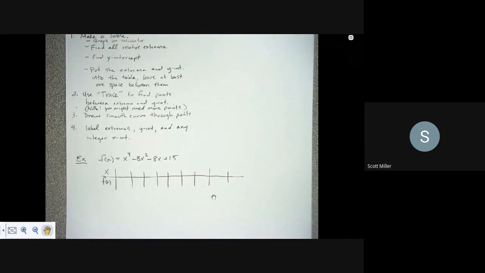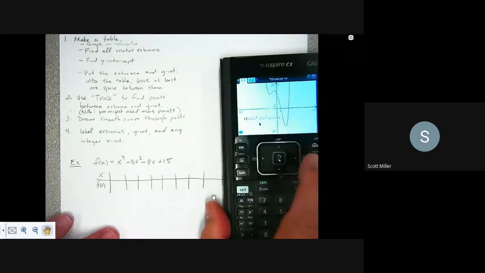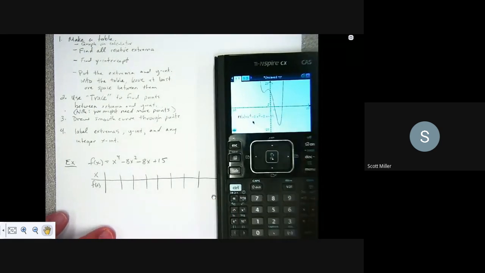I've already graphed it to save us some time on the calculator. I repositioned my window so that we can see the pieces. I did a window from -10 to 10, and up here I went from -25 to 25 to see this graph. And this is the graph that I drew right here. So you can see that we're going to have two relative minimums and one relative maximum, and then we have the y-intercept. We want to find these 3 points.